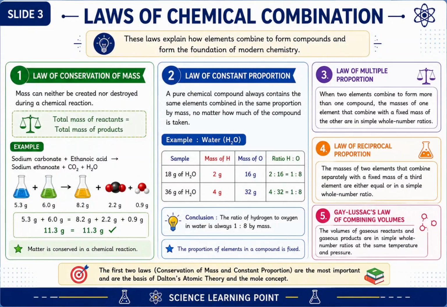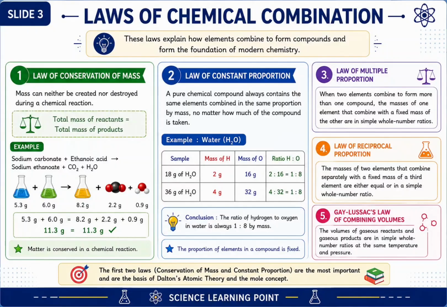Let's start with a simple question. When two substances react, do they combine randomly? The answer is no. They follow certain rules. What type of rules? Scientists observed these rules and gave us different laws of chemical combination. What is that law? The law of conservation of mass tells us that mass is conserved during a chemical reaction. And what is the law of constant proportion? The law of constant proportion tells us that a pure compound always has its elements in a fixed proportion.